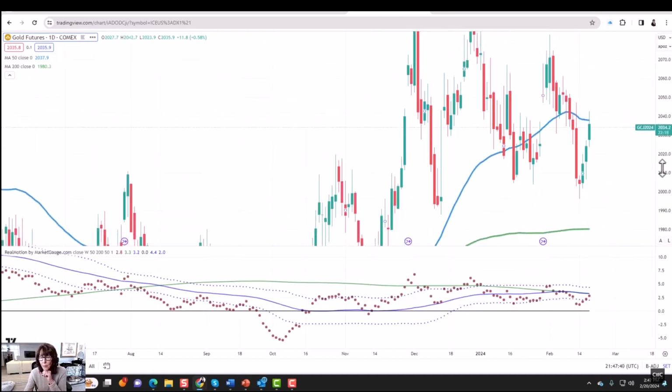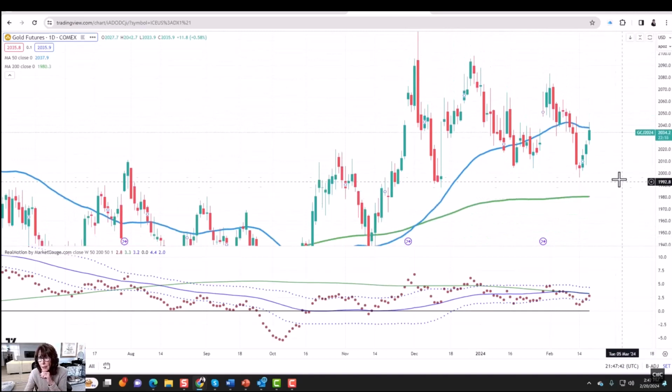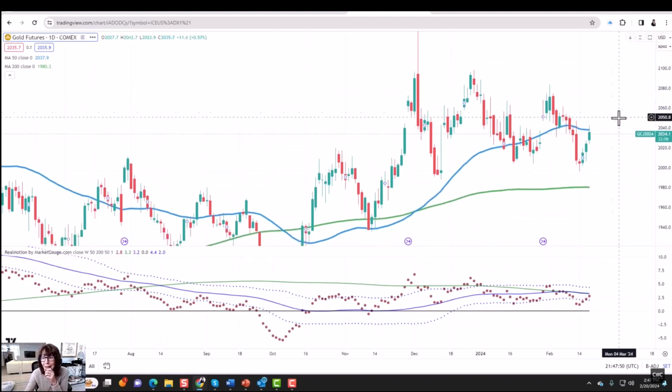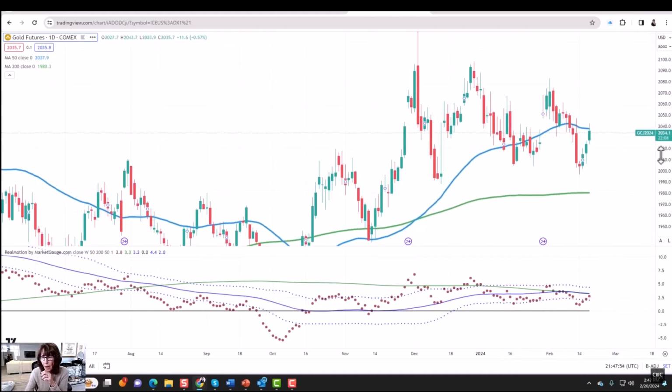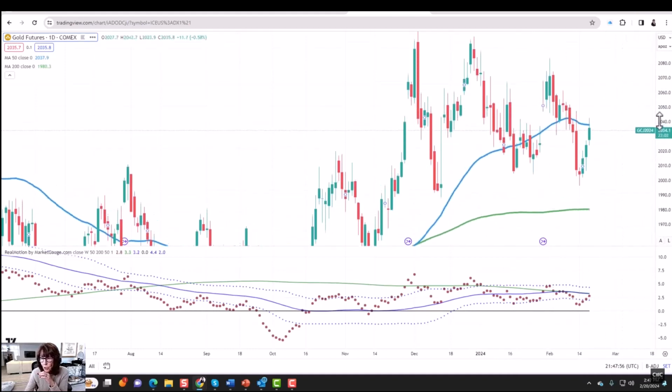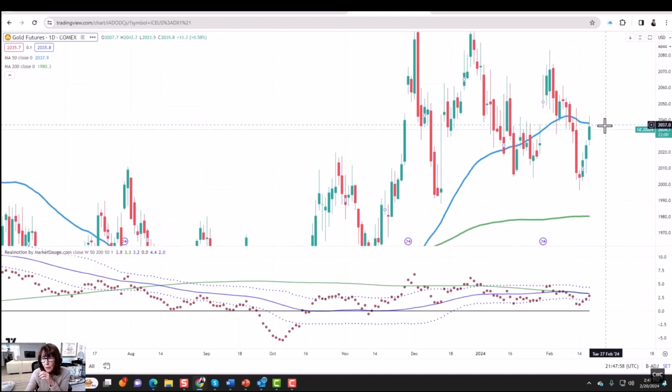So if it gets back above 2040, then we'll start looking at the areas where we've seen a lot of congestion, 2050, 2060, and it really isn't until we get through 2100 where this thing starts to move much, much higher. So remember, you're in this chop zone. On the flip side, through that 2038, 2040 level, obviously we have a bullish bias.